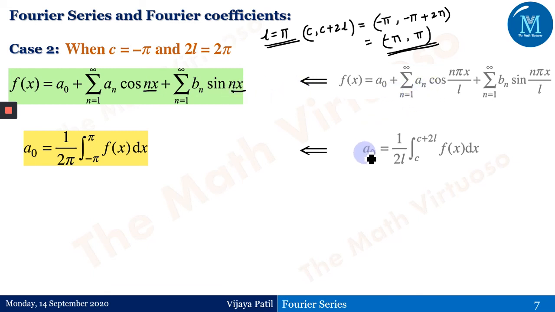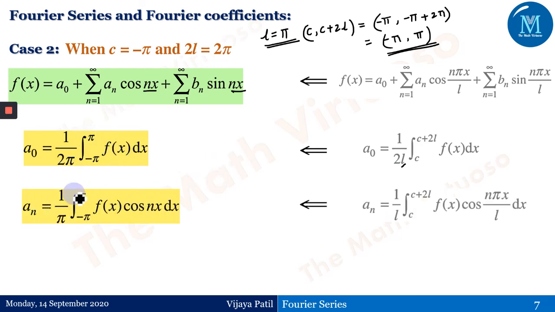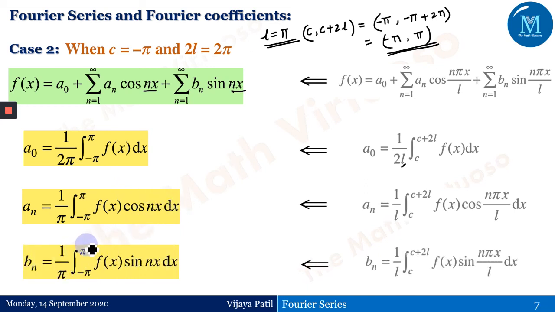Where will be the change? In A0. The value of L is pi and the interval is minus pi to pi, and therefore it is 1 upon 2 pi, integral from minus pi to pi of f of x dx. Similarly, An is 1 by pi, integral from minus pi to pi of f of x cos of nx dx, and this Bn becomes 1 by pi, integral from minus pi to pi of f of x sin of nx dx.